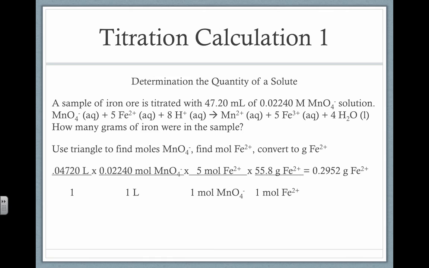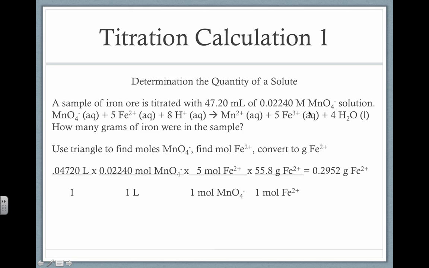The first calculation for titration is where we're determining an amount of solute. In this particular example, we're doing an ionic equation, and here we've titrated iron with 47.2 milliliters of a 0.02240 molar permanganate solution. Here we can see the mole ratio. This equation was given in the problem. If I want to know how many grams are in the sample, I can figure out how many moles of MnO4 we added, and take advantage of our 5-to-1 ratio. Then once I have the moles of iron, I can multiply that times the molar mass of the iron to get the mass.